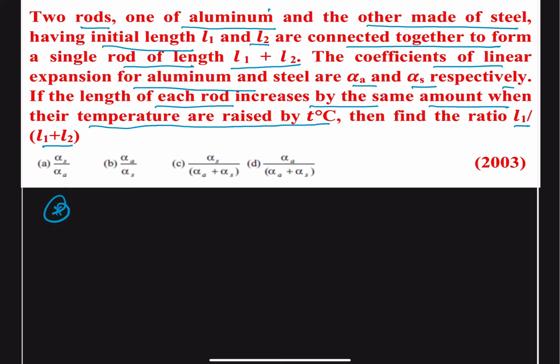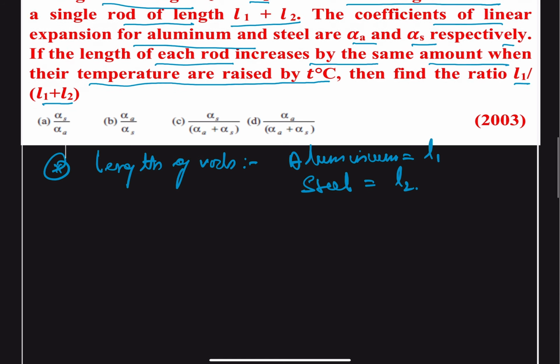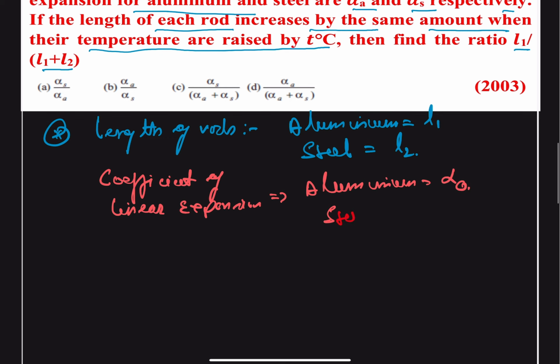So let us define. First of all, it is given to us that the length of rods for aluminium is given as L1 and for steel it is given as L2, and the coefficient of linear expansion for aluminium is given as alpha A, and for steel it is given as alpha S.